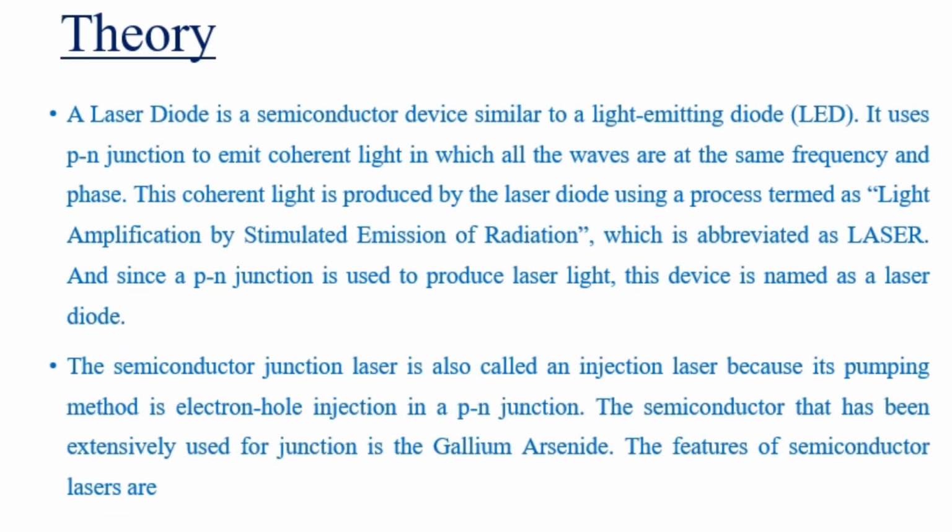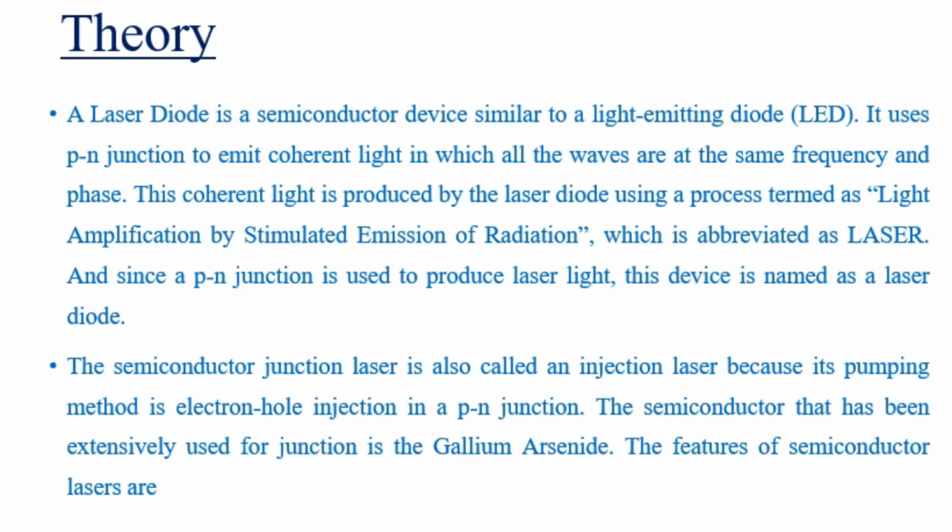Theory: a laser diode is a semiconductor device similar to a light emitting diode, LED. It uses a PN junction to emit coherent light in which all the waves are at the same frequency and phase. This coherent light is produced by the laser diode using a process termed light amplification by stimulated emission of radiation, which is abbreviated as laser. And since a PN junction diode is used to produce laser light, this device is named a laser diode.